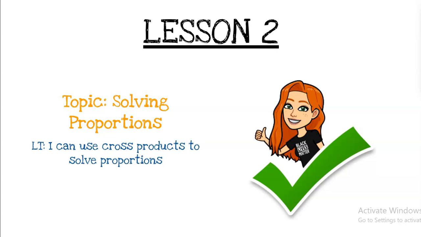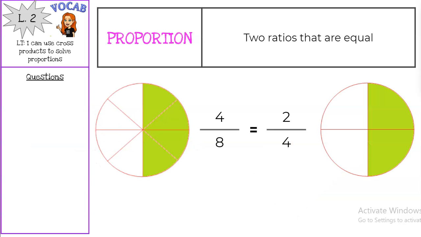Lesson 2, topic: solving proportions. Learning target: I can use cross products to solve proportions. Proportions are two ratios, or you could say fractions, that are equal. So we talked about equal fractions back in our fractions unit, Unit 2.